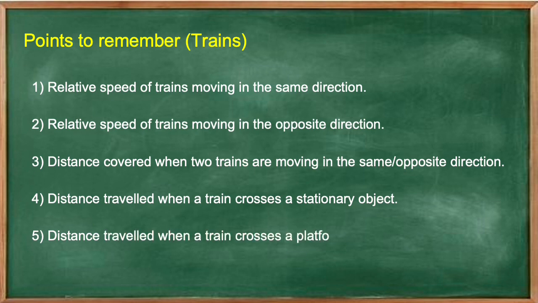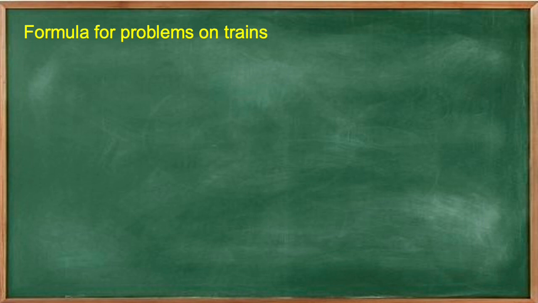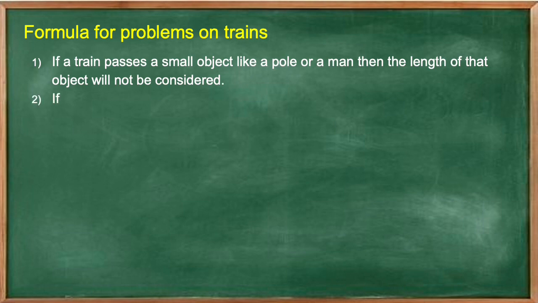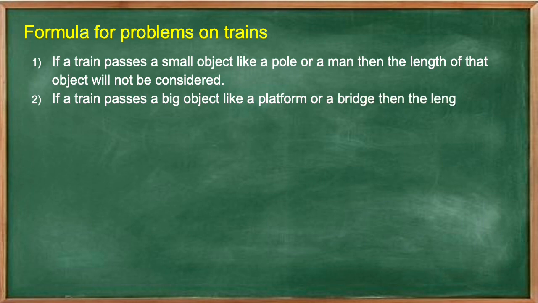Distance travelled when a train crosses a platform or a bridge. When a train crosses a platform or a bridge, the total distance covered is the sum of the length of the train and the length of the platform or bridge. Formulas for problems on trains. If a train passes a small object like a pole or a man, then the length of that object will not be considered. If a train passes a big object like a platform or a bridge, then the length of that object will be considered.